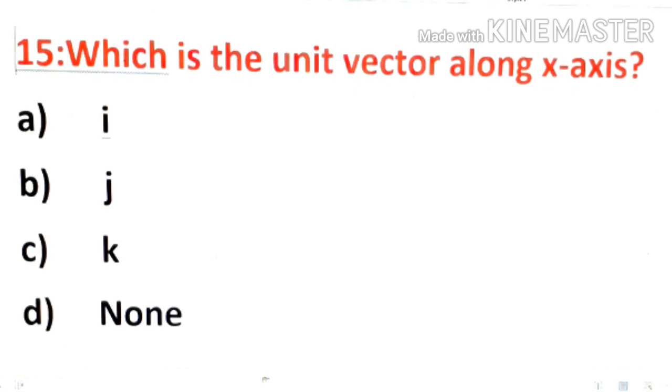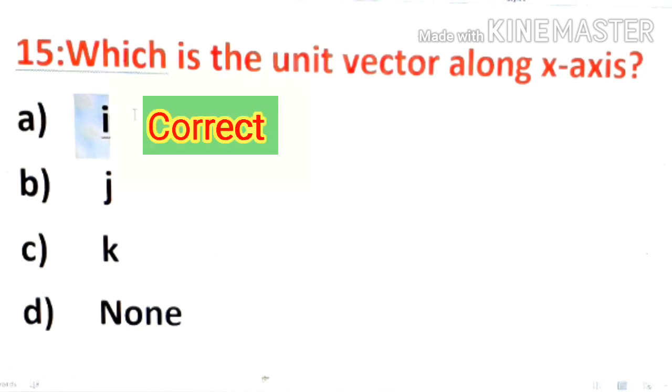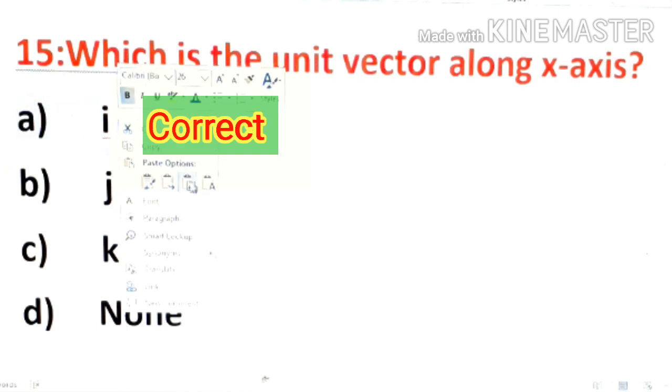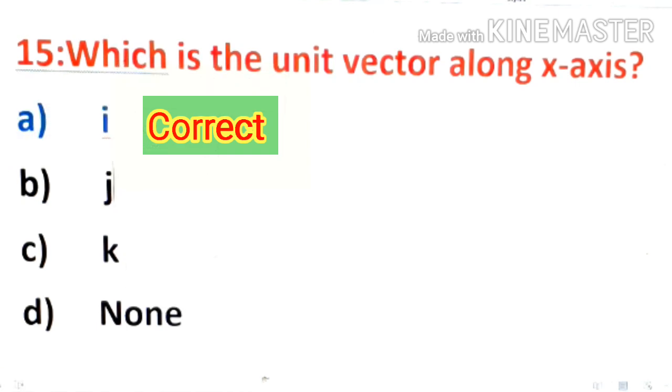Which is the unit vector along the x-axis? i, j, k, none. The correct answer is option A, i. This is the unit vector along the x-axis.